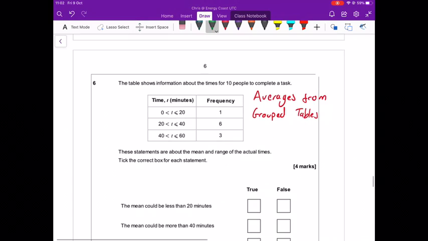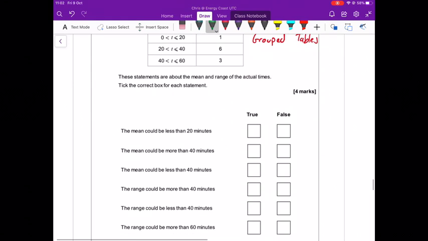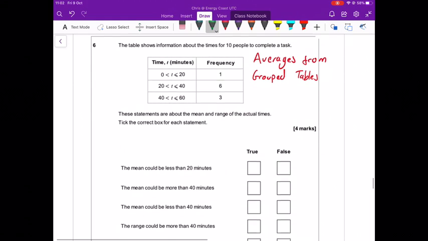This is probably the most unpleasant of all of these questions. Let's have a look. Remember, it is a tick box at the end of the day, but let's have a look at what this table means. So what this means is one person is in this gap somewhere between 20 and 0. Okay, this is how long people take to complete a task. So one person took somewhere between 0 and 20 minutes, okay? Remember, that means it can equal 20, but it can't equal 0. So it's bigger than 0, or it's less than or equal to 20 is what that thing means, okay?